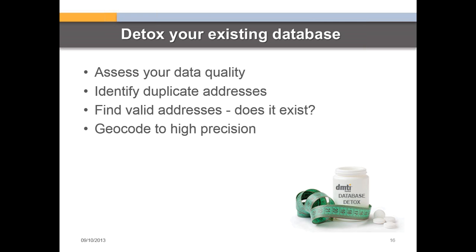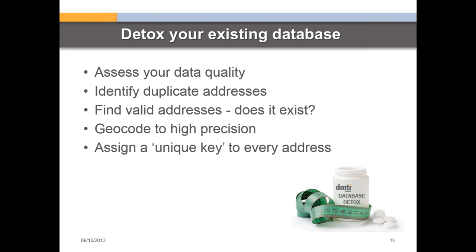Placing that address at high precision. Now high precision can be on the rooftop of the house or within the parcel. Once you've been able to geocode it to a high precision, you can accurately segment it into trade areas, sales territories, place it onto a map. You can get a great picture of where that location actually is.